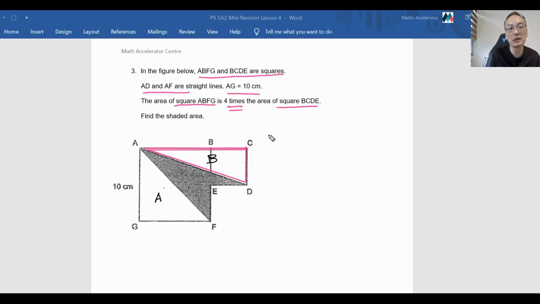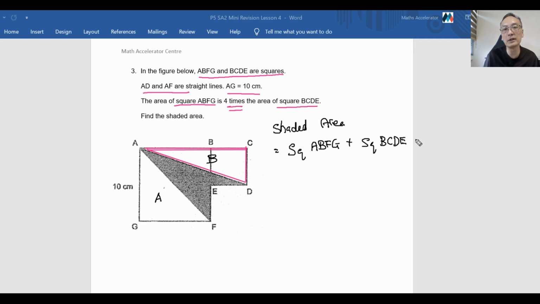So in order to find the shaded area, let's write the words shaded area. We have to add the area of square ABFG with square BCDE, and then we have to take away triangle A and triangle B. Okay, so here's the plan. So now, are we able to find this square?